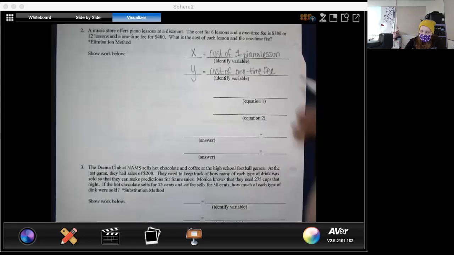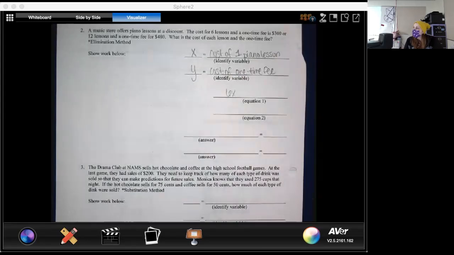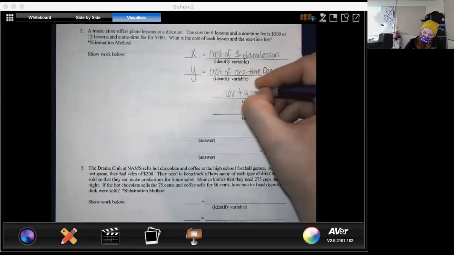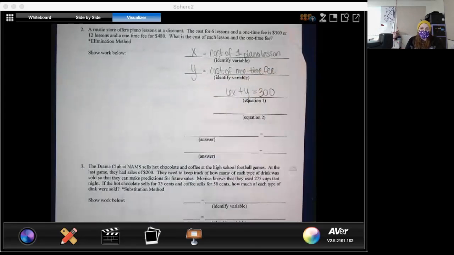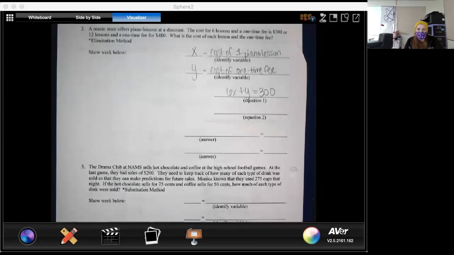Someone said 6x. Yep, 6x works. What else do we need? Plus y equals 300. Great job, Oliver. All right, 6x plus y equals 300. Great job. How about that second equation?